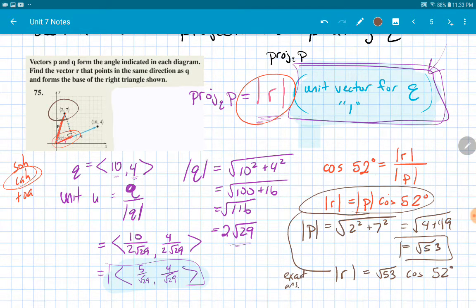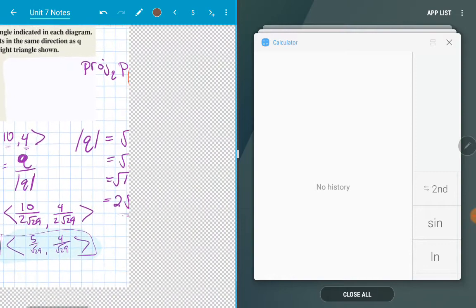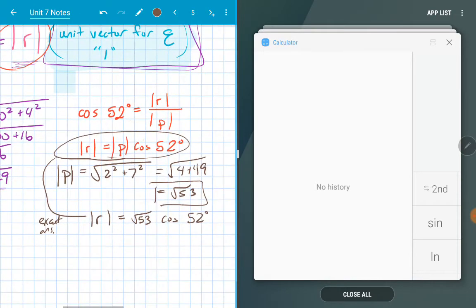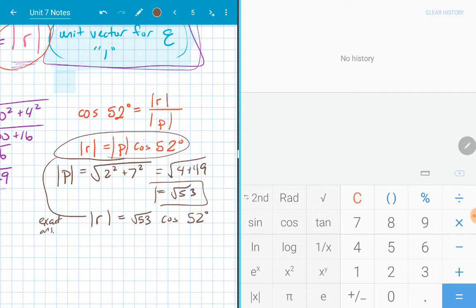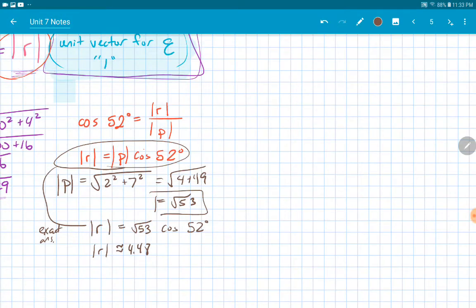I'm going to use my calculator to get an estimated answer. I'm on the fence about whether to do that now or wait till the end. I guess it's user choice, but I'm going to. Square root of 53 times cosine of 52 degrees. My calculator's in degree mode, and I get approximately 4.48. But I'm not quite done.